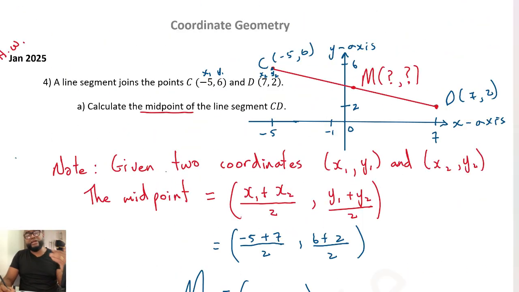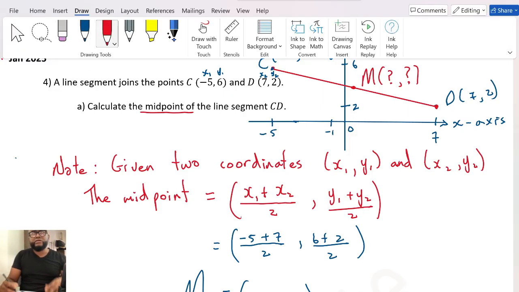Another line AB is parallel to CD, right? What does parallel mean again? Anybody could remind me? Running side by side and they never meet. They never touch, they never meet.